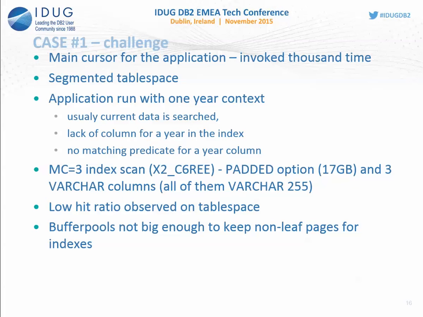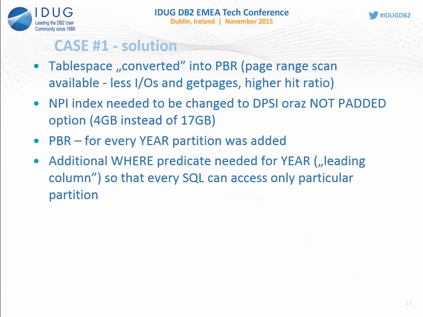and index space. The solution for this case is we had to convert the table space into PBR, and after the change we observed less IO and get pages, higher hit ratio, and also we changed our NPI index, this one, into DPSI and ORAS, Polish word, and not padded. Okay, sorry for that. I was not aware of this. Polish lesson number one, ORAS. And instead of 17 gigabytes, we now have 4 gigabytes.